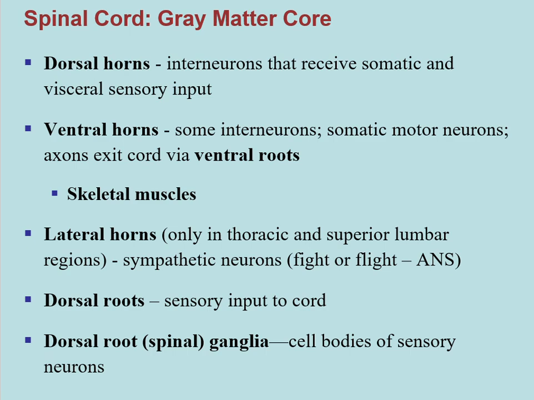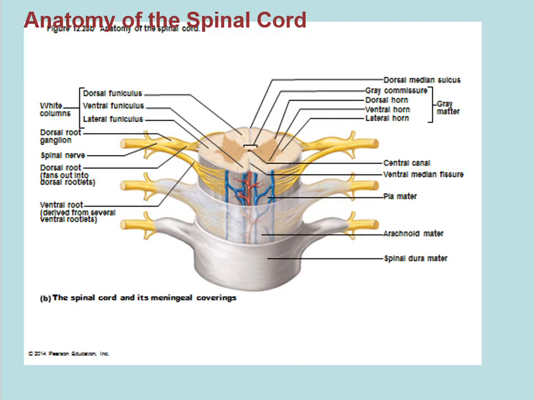Now, dorsal roots actually are sensory in nature and would send that information into the spinal cord, and it would travel to dorsal horns eventually. And then ventral information would travel out the front, and that's always motor information.